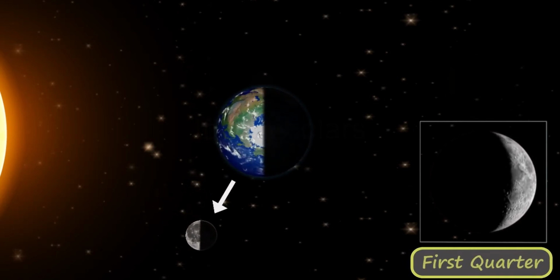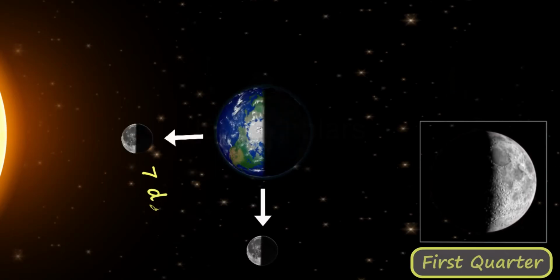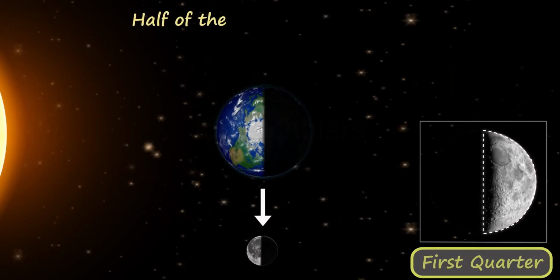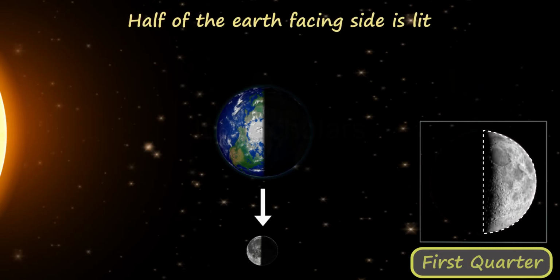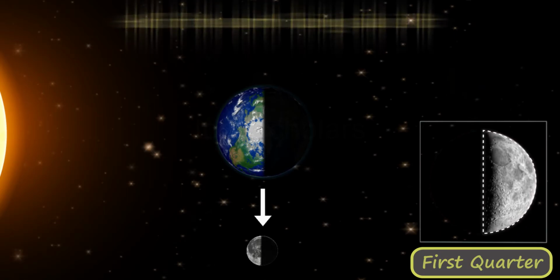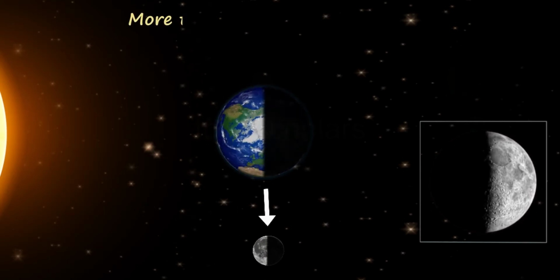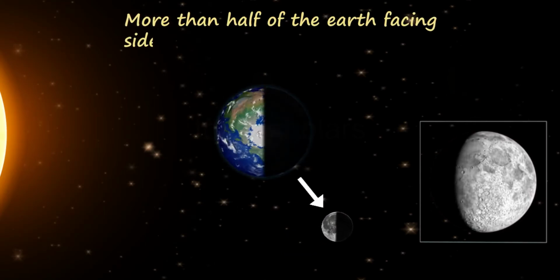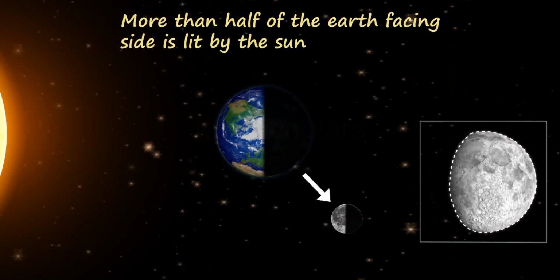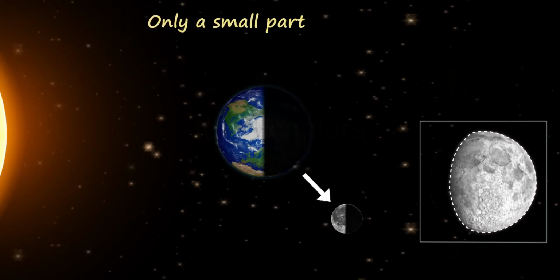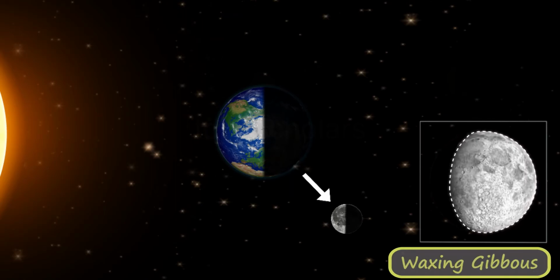Then comes the first quarter phase around 7 days after the new moon day. This is when half of the Earth-facing part of the moon is lit. When the moon moves along its path, more than half of the Earth-facing part of the moon is lit by the sun and very little part is left dark. This is called the waxing gibbous.